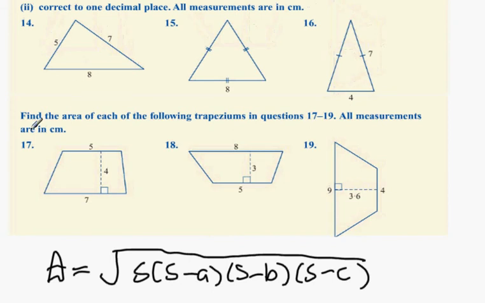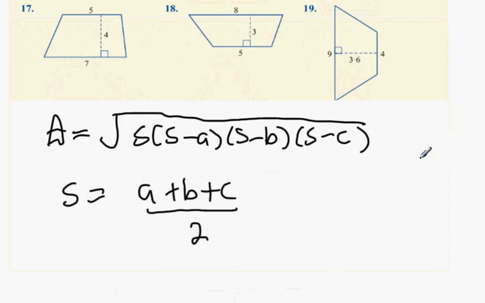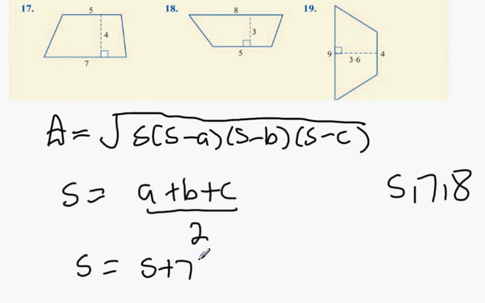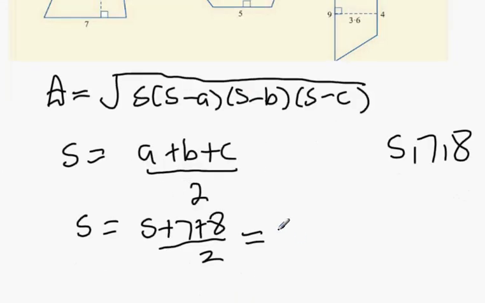S is basically just you add all the lengths together and divide by 2. It doesn't really mean anything, but when you put it into the formula, it works to get you the area. So I'll give you the first example: 5, 7, and 8 are the 3 lengths. What I can do with the S formula is add 5 plus 7 plus 8 all over 2, and S will be what number? 12 plus 8 is 20, and 20 divided by 2 is 10, right?